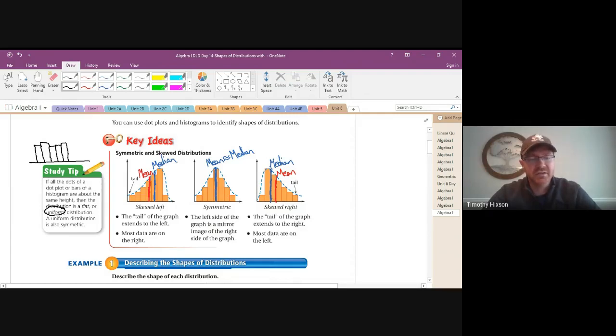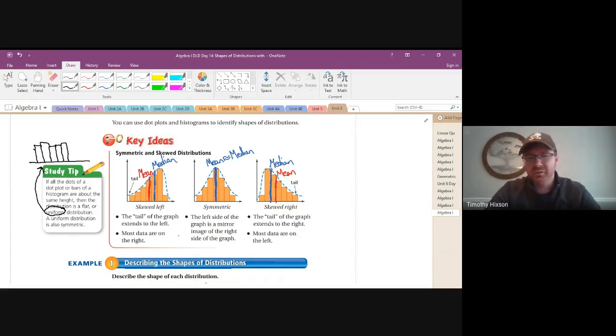Now, this is a special case of symmetric because, if everything is the same, then the left side is the same as the right hand side. But you can see there's not really a distribution where more of the data is in the middle or more is on one side or the other. We're not going to talk about that too much, but I figured it was worth pointing out to you.